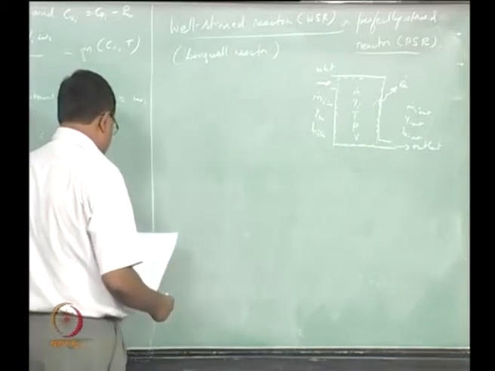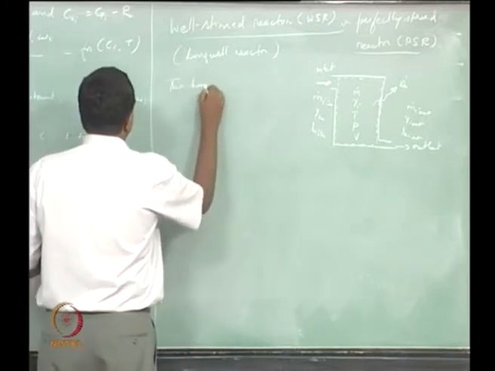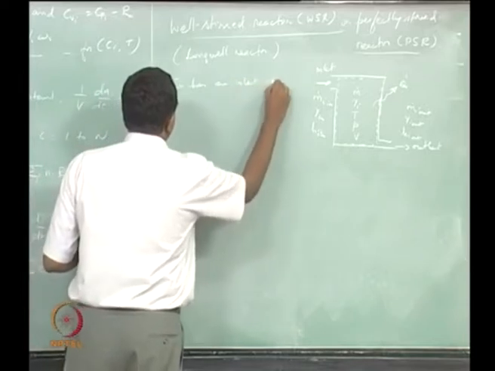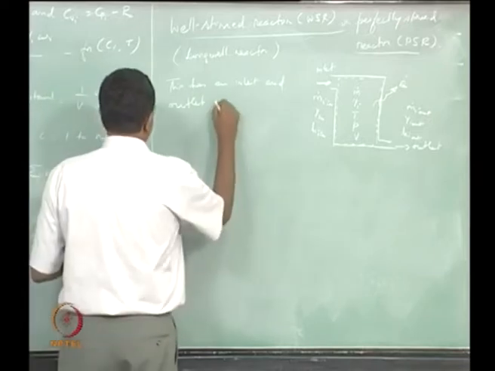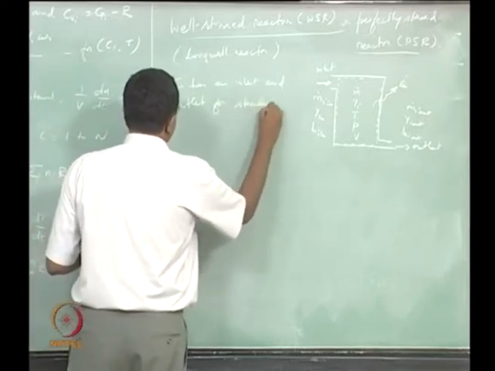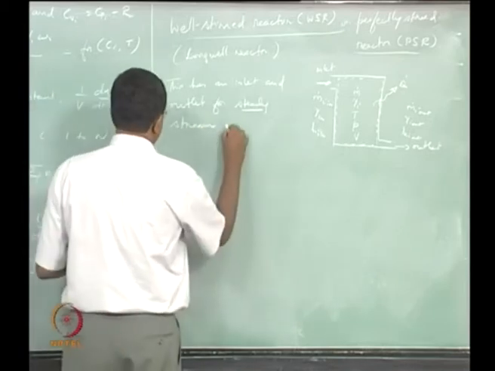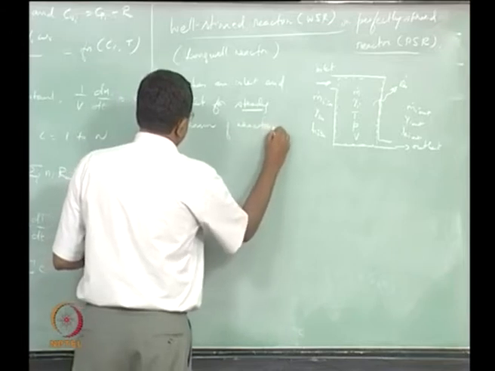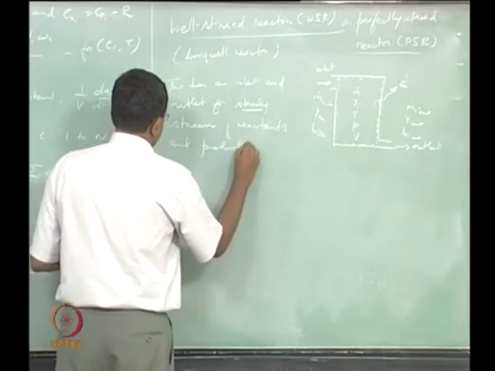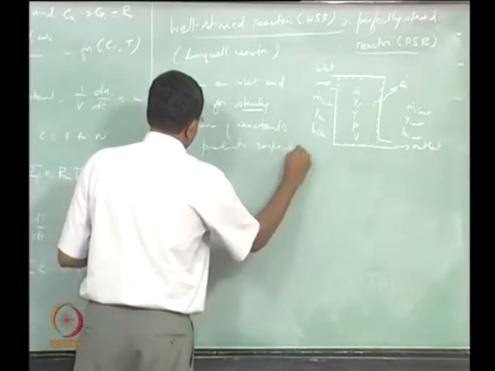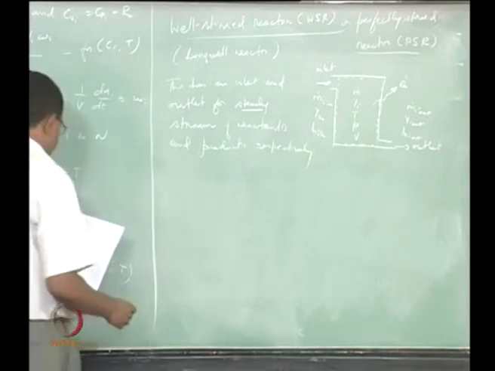So this has an inlet and outlet for steady stream of reactants and products respectively, that is reactants get into the inlet and products get out of the outlet.